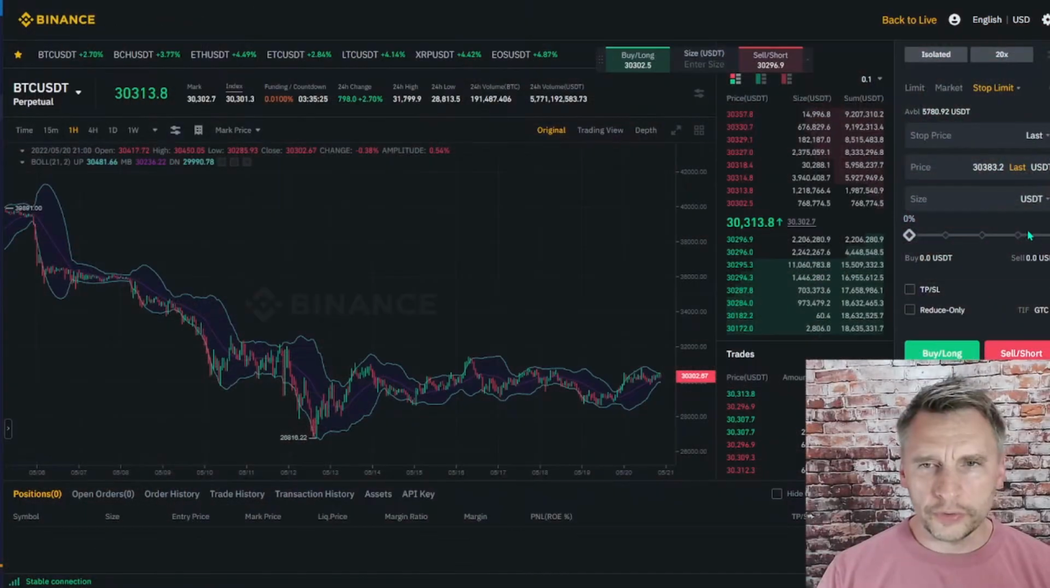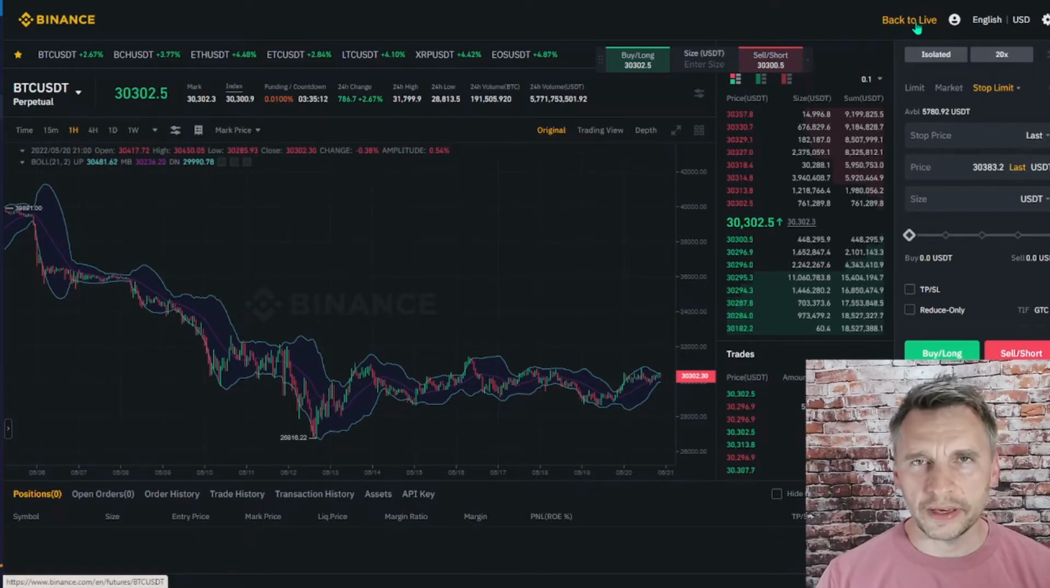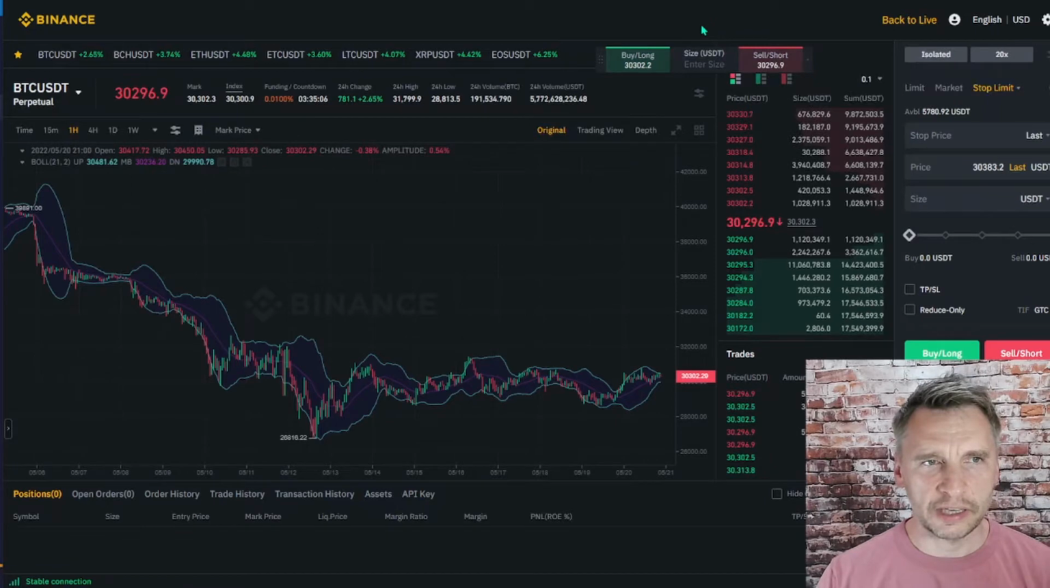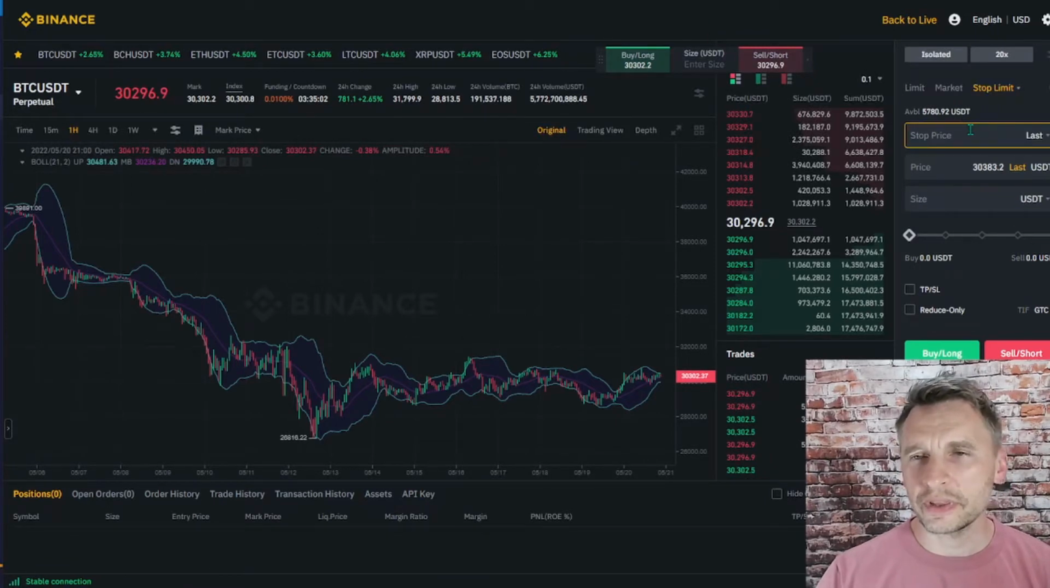Let's go. So this is my mock trading platform. You can see right here at the top, it says back to live. If I click this, then that will take me back to the live trading session of my Binance account. But in the meantime, we are here. So the trading account starts with $3,000.